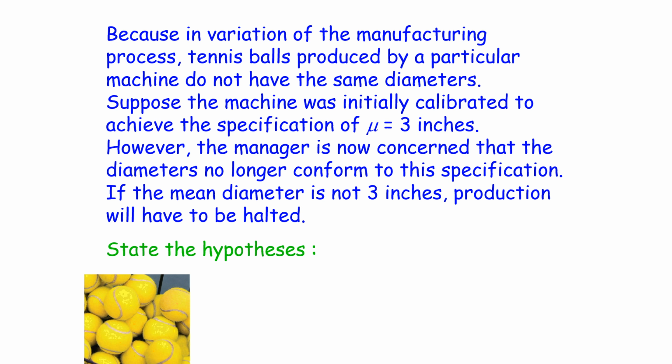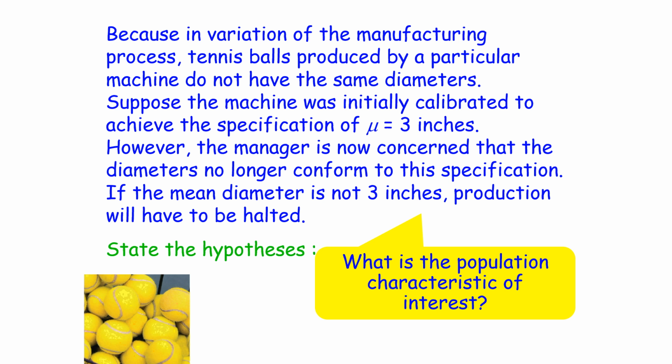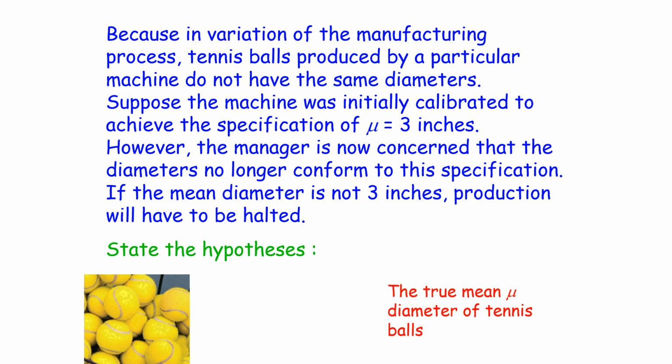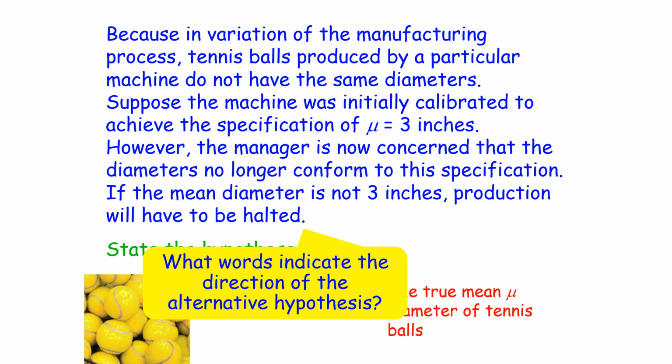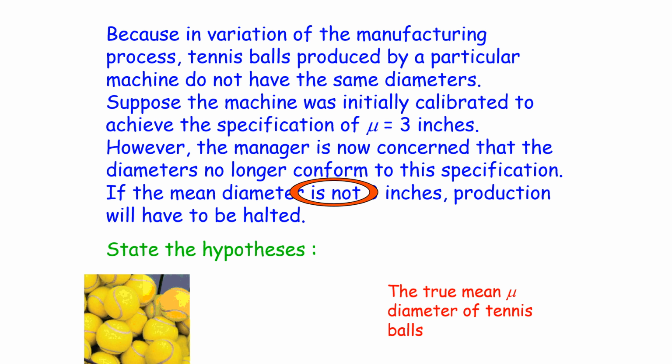So in stating our hypothesis, we first want to ask ourselves, what is the population characteristic of interest? And in this case, we're talking about the true mean, or the diameter of the tennis balls. So what words indicate the direction of the alternative hypothesis? That's right, it is not. So our null hypothesis is going to be that mu is equal to 3, and our alternative hypothesis is that mu does not equal 3.